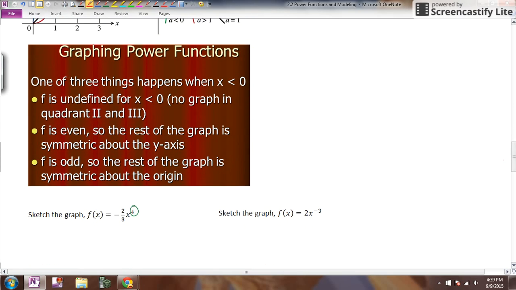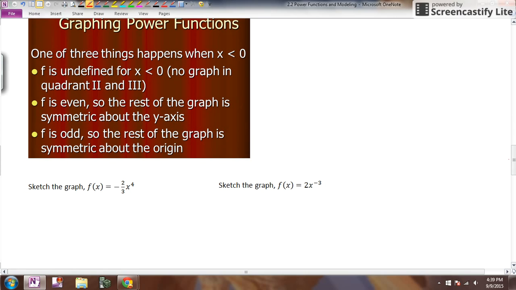All right, there's also other things that can happen in your power functions. And that is, what does the other side do? Well, you got to decide. Is it an even function? Then just reflect it over the y-axis. Is it an odd function? Then just reflect it over the origin. Or maybe it doesn't even exist. So those are your 3 options that could happen.